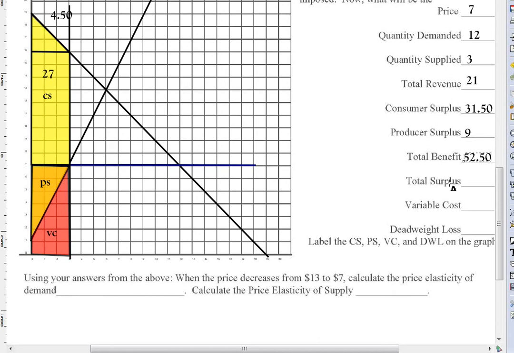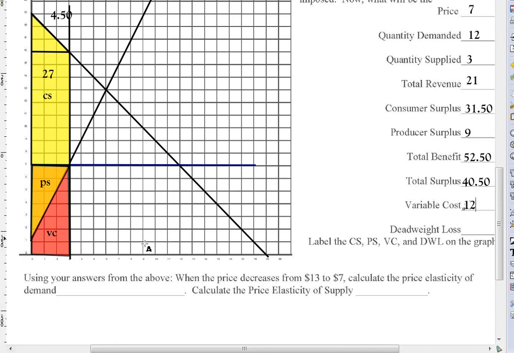All right, now total surplus is consumer surplus plus producer surplus. 31.50 plus 9 would be $40.50. And then variable cost is the red down here. Easiest way to get it is total revenue 21 minus the producer surplus of 9 gives us $12.